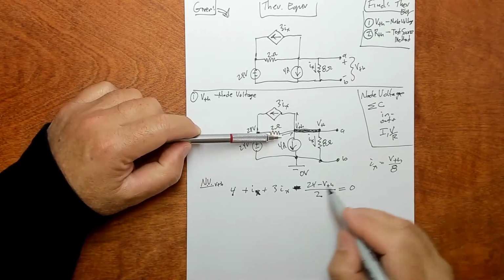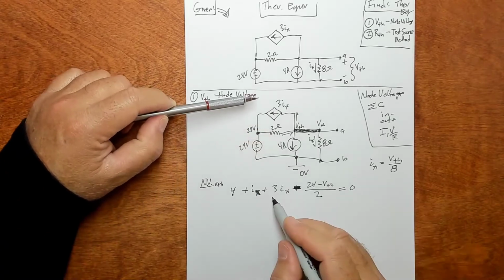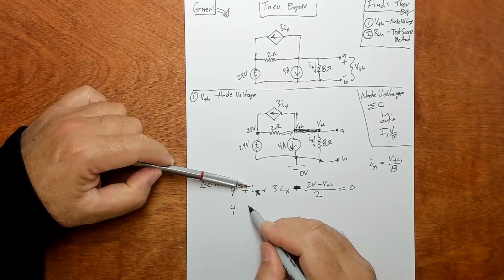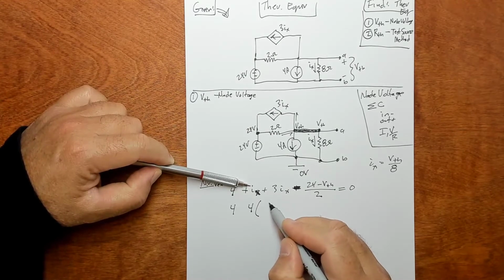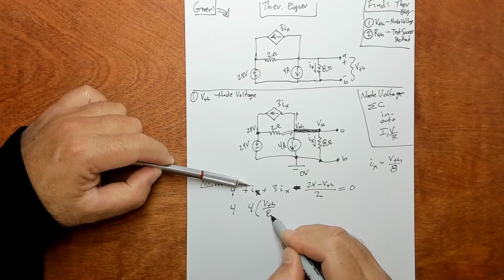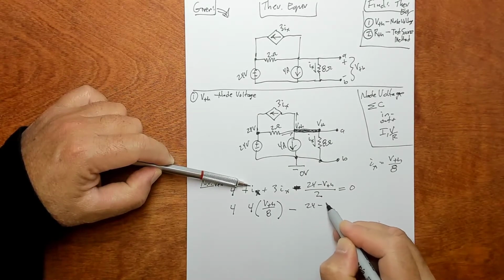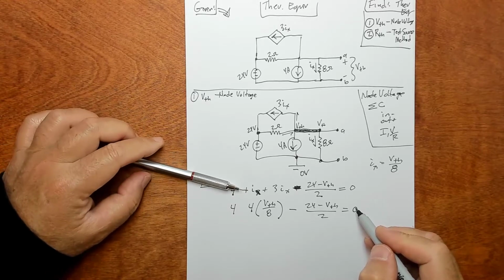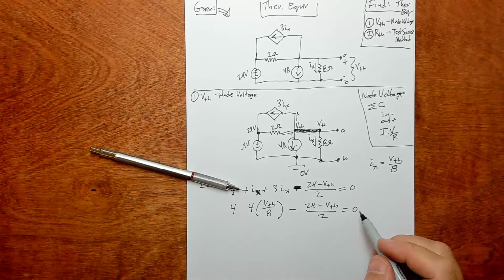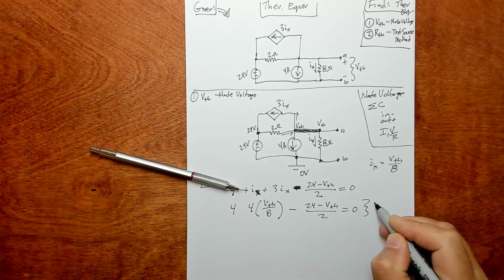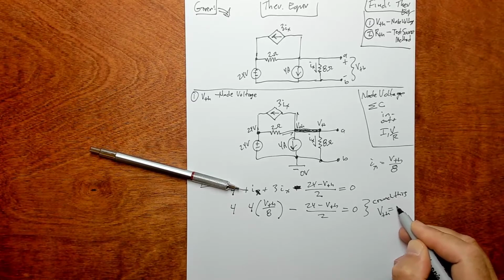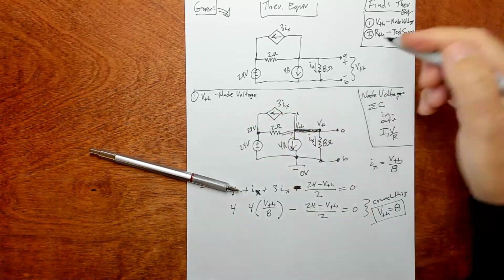So now I can plug in this IX to get rid of one more variable. So this becomes, well, let's combine these two terms. So this is 4, and then IX is V sub Thevenin over 8, minus 24 minus V sub Thevenin over 2, it'll sum to 0. And then, just to save some time, if you crunch this, you're going to get V sub Thevenin equals 8. All right, that was step 1.